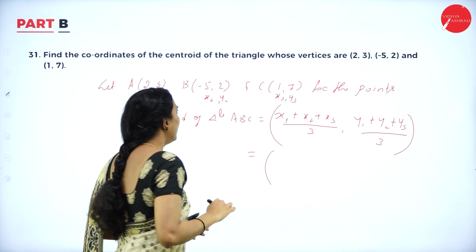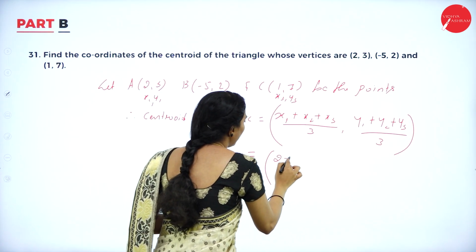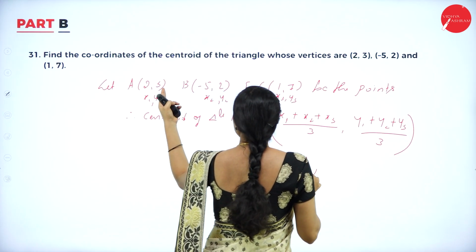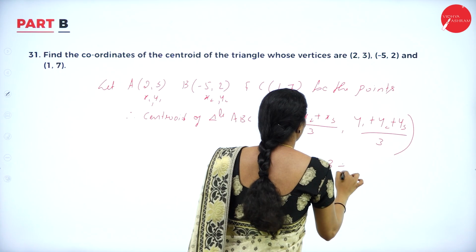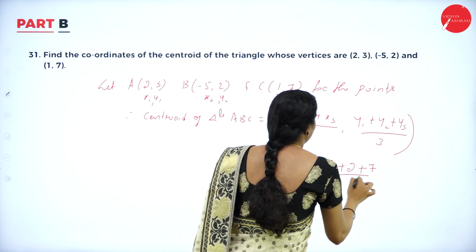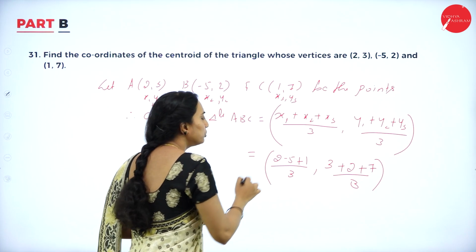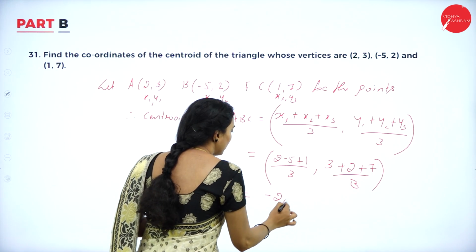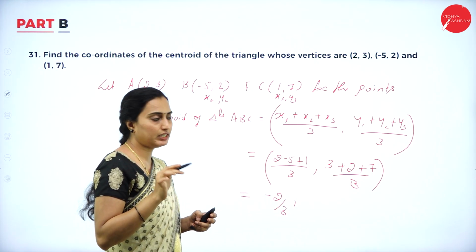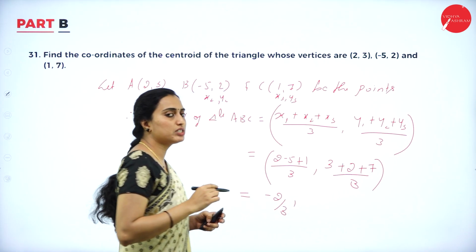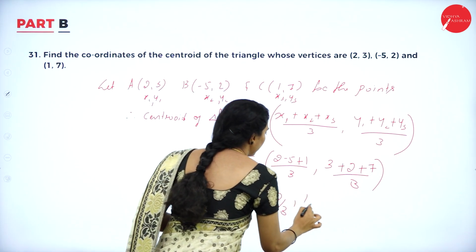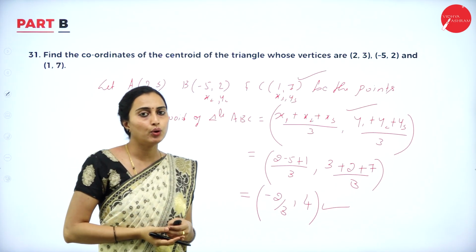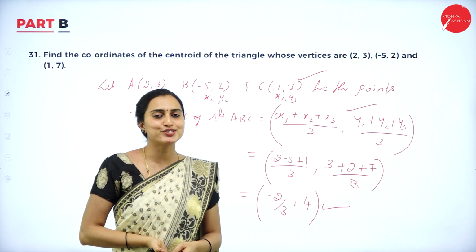So therefore, adding x1 plus x2 plus x3: 2 minus 5 plus 1 divided by 3, comma, second coordinate, that is 3 plus 2 plus 7 divided by 3. So therefore 2 minus 5 is nothing but minus 3, plus 1 is minus 2 by 3, comma, 7 plus 3 is nothing but 10, 10 plus 2 is nothing but 12, 12 by 3 is nothing but 4, right? So writing this and this one, they are going to give you 2 marks. I hope you understood this one also.